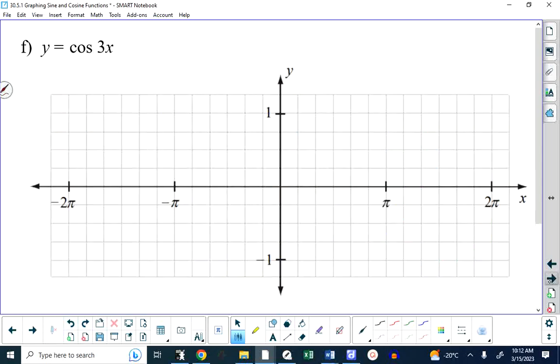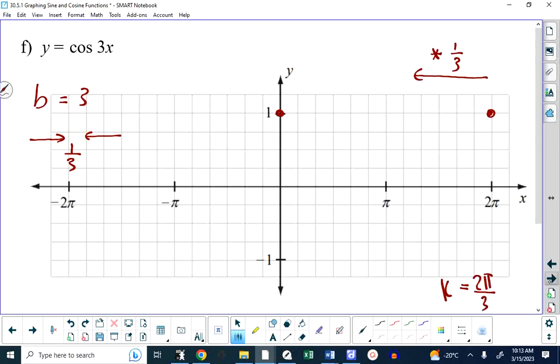Cos of 3x. So cos starts here and finishes here. If I have a b value of 3, that means this. It means a stretch horizontally by 1/3. But think about this for a second. If this thing is going to start here and end here, and I stretch this point this way by a factor of 1/3, then it's going to be at 1/3 of whatever 2 pi is, 2 pi over 3. So the period is going to be 2 pi divided by 3. Well, there's that 2 pi over b thing again.